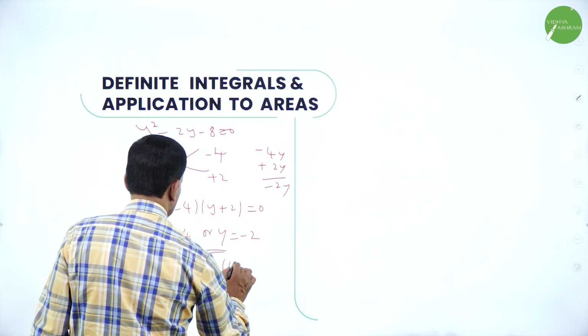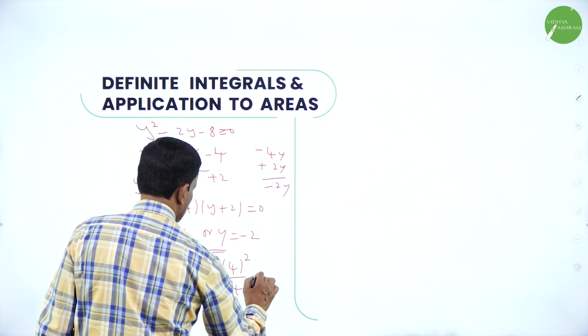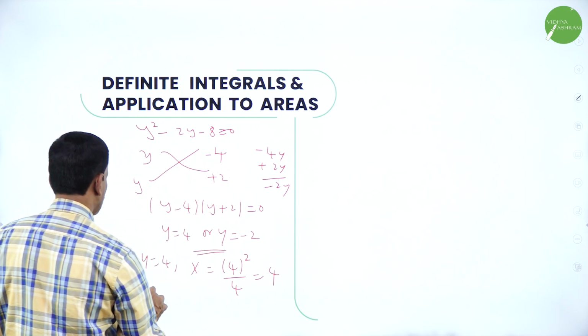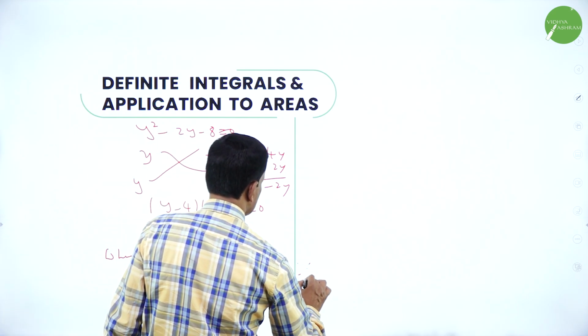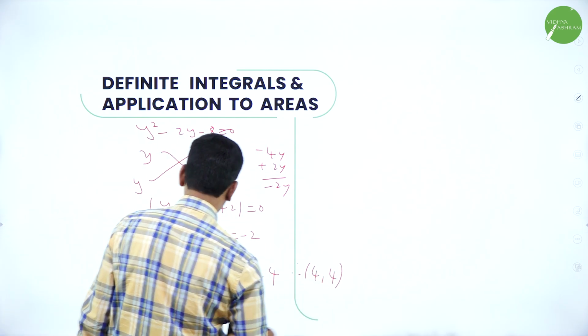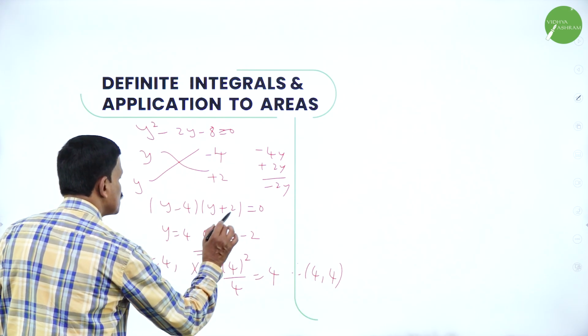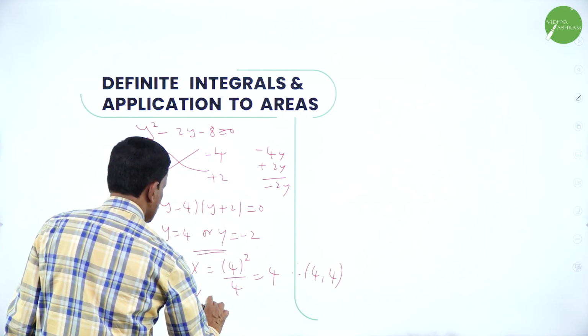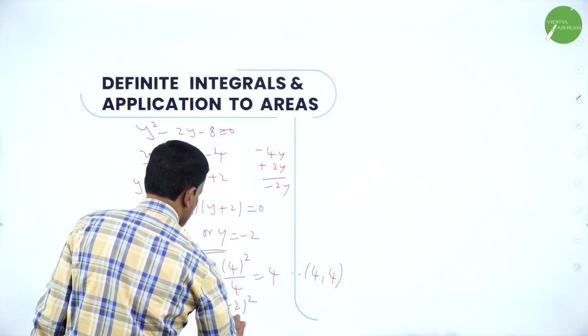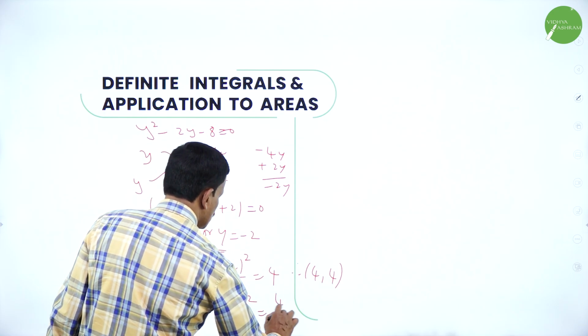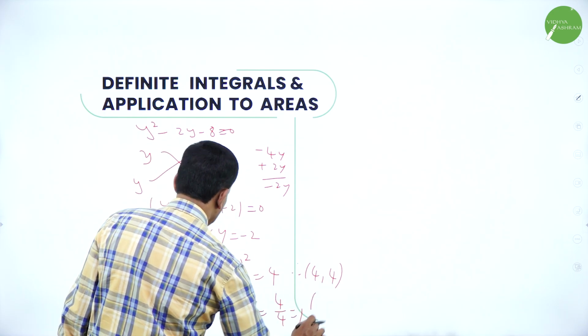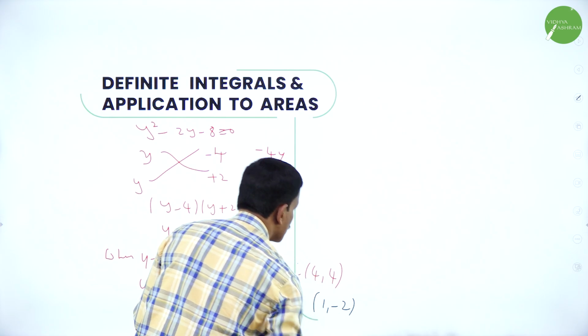x is equal to 4 square divided by 4 means 4. x is equal to 4. So, therefore, one point is when x is 4, y is also 4. Another value, when y is equal to minus 2, x is equal to minus 2 whole square divided by 4. This is 4 by 4 is equal to 1, y is equal to minus 2.